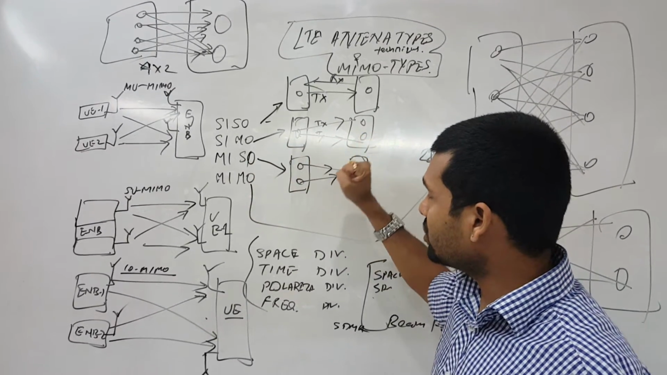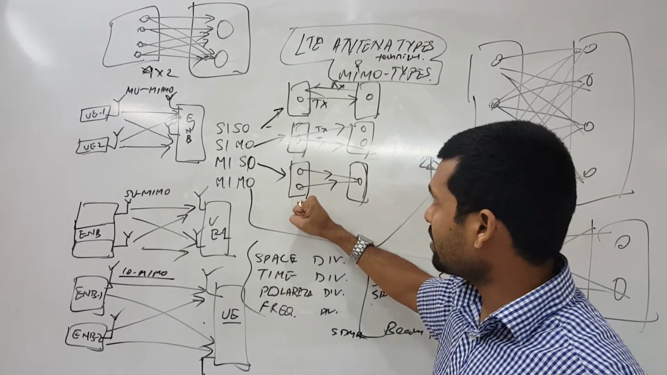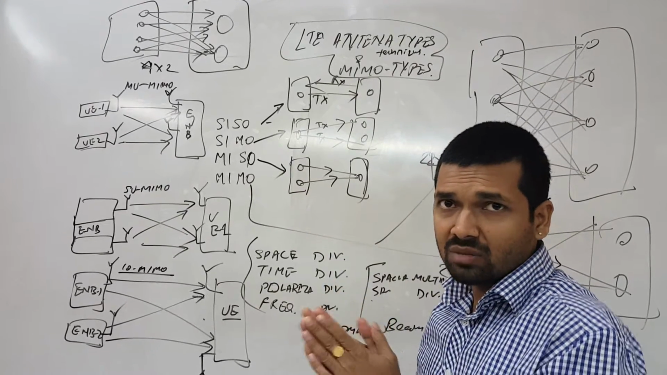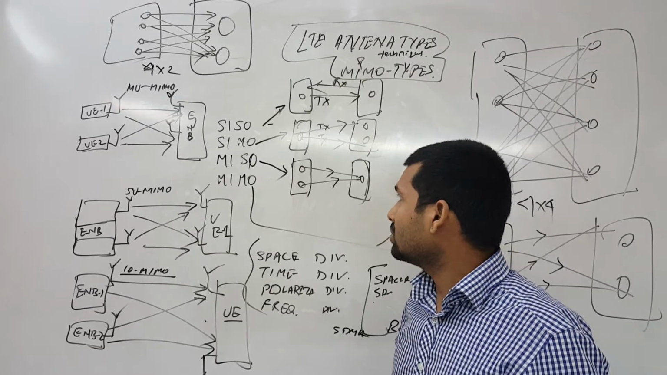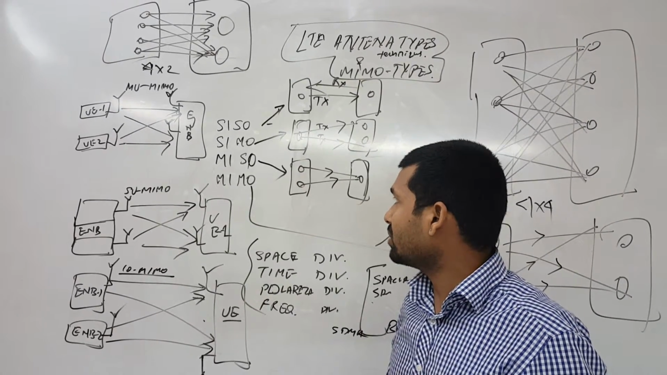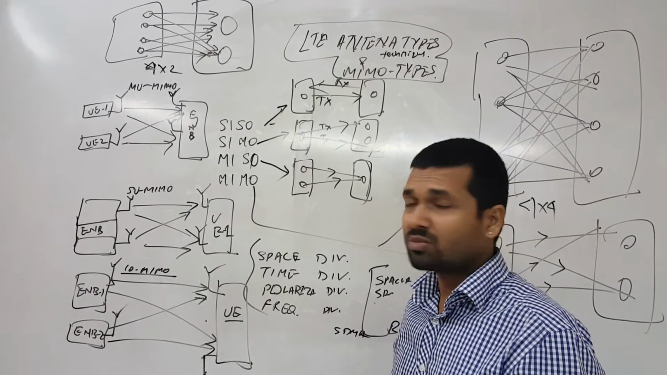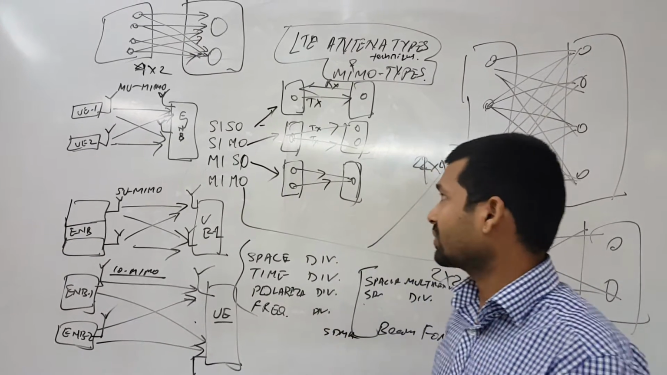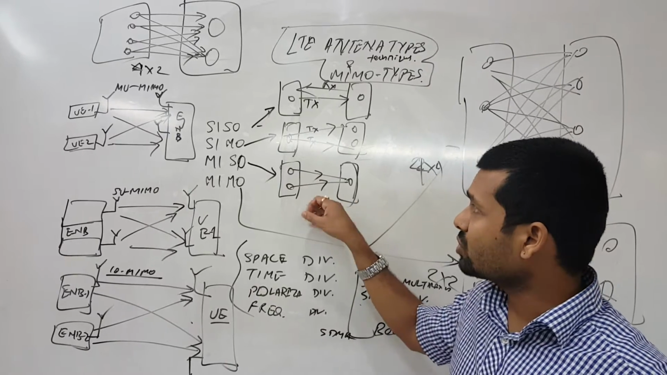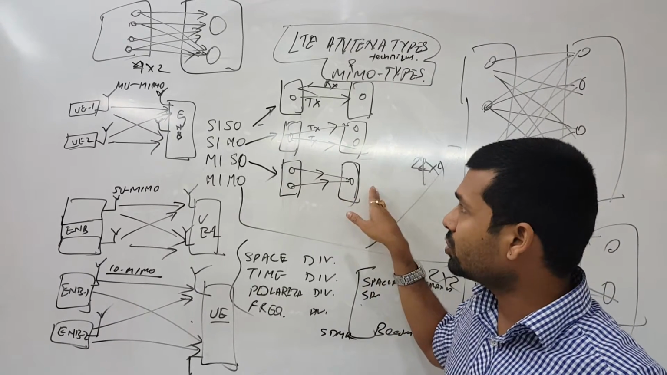Multiple input, single output. So let's say I am having two antennas in my mobile station. Maybe I am using a high-end handset wherein my handset can support up to two transmitting antennas, and in the receiving end, maybe in the base station, there is a single antenna. There is no MIMO. So that is multiple input and single output.